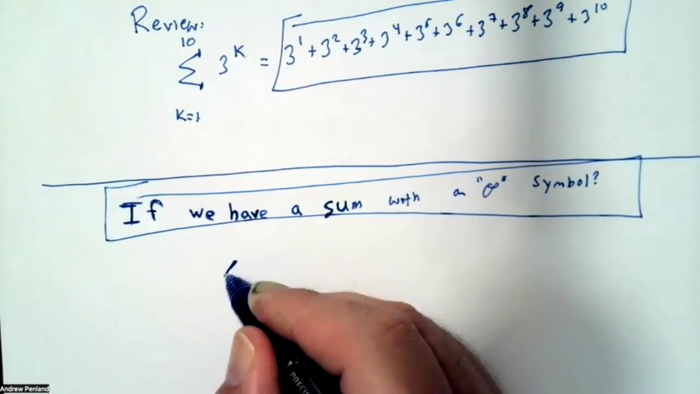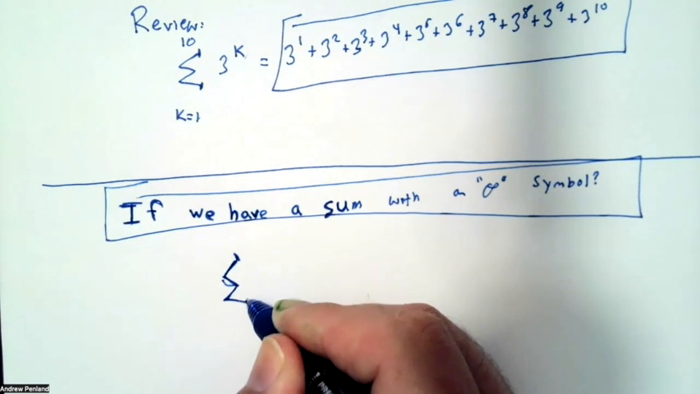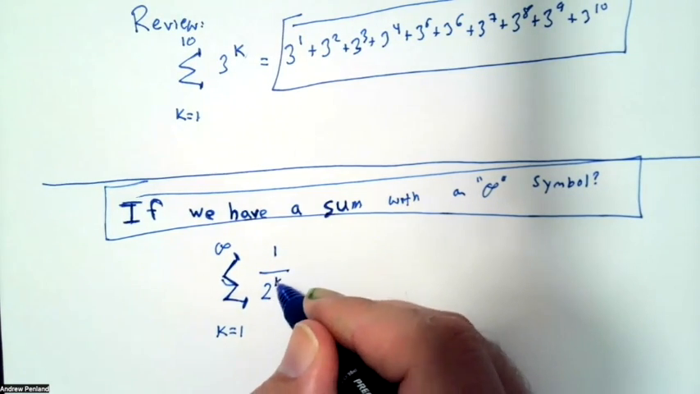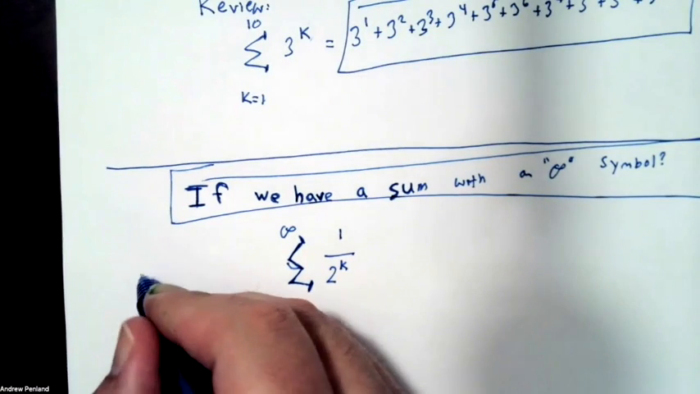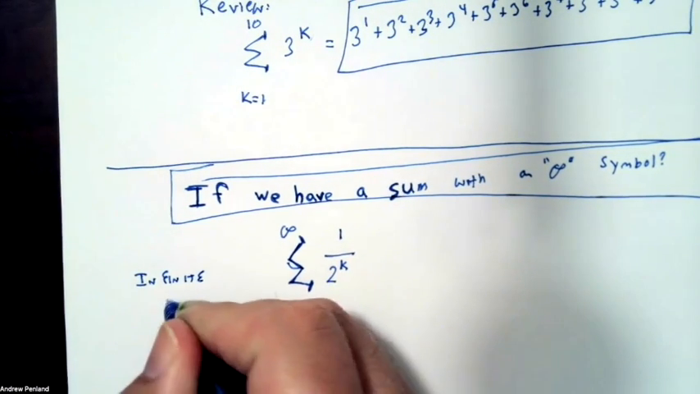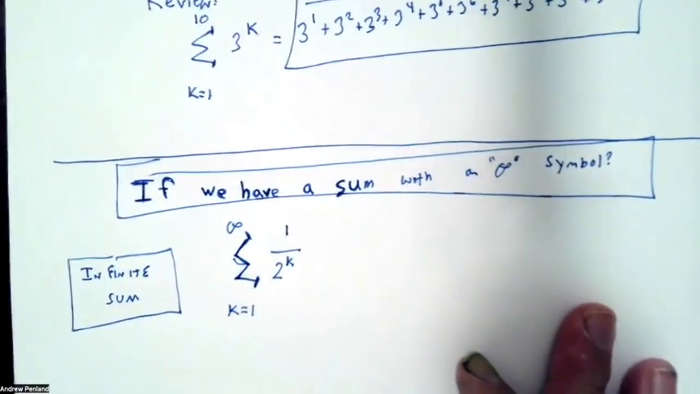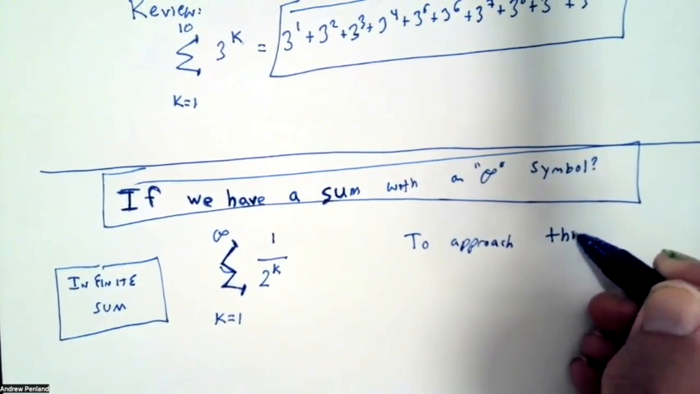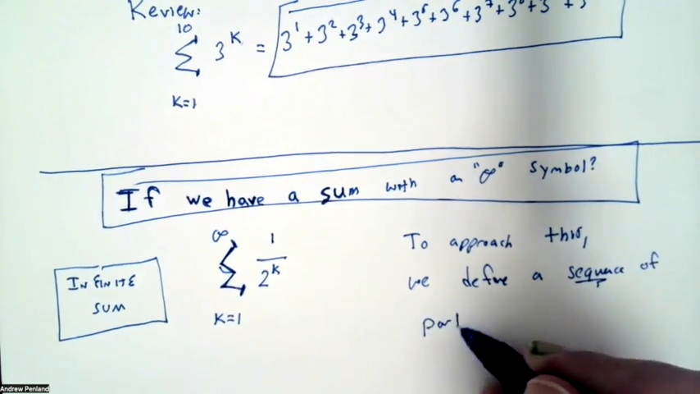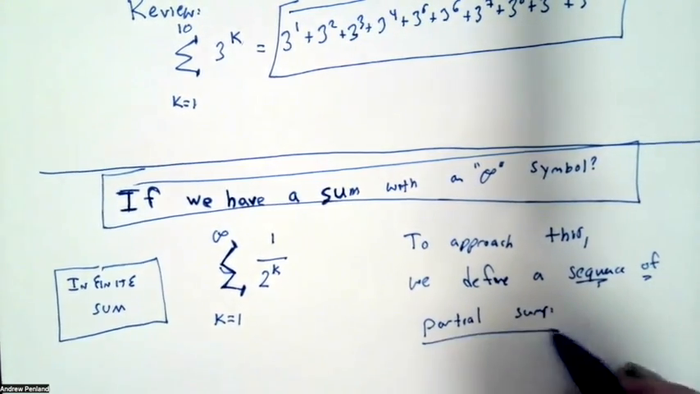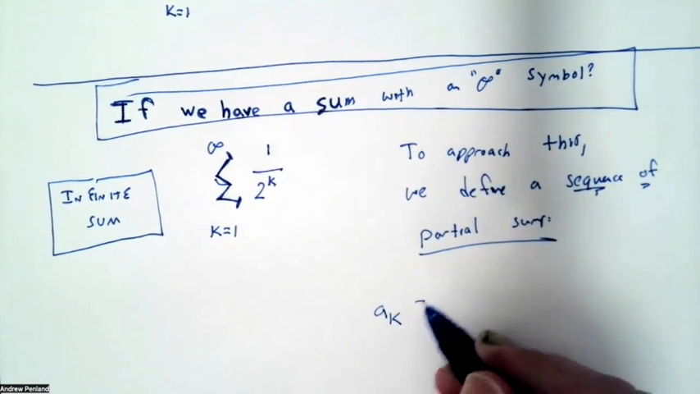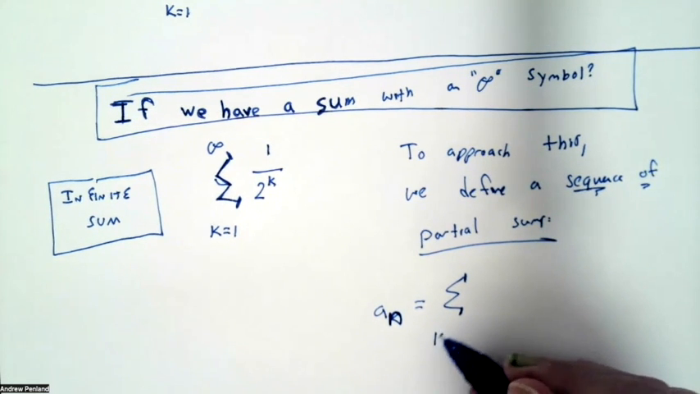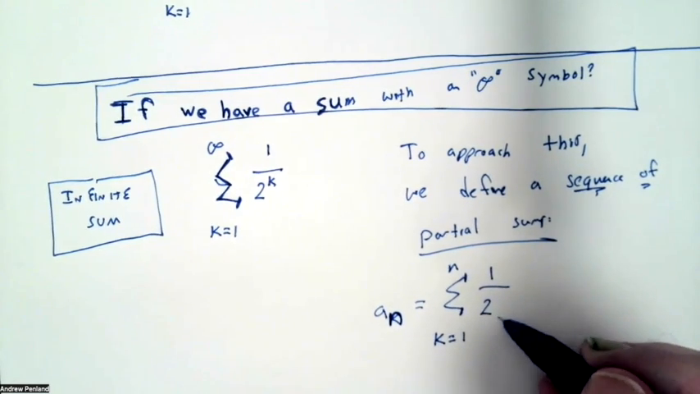So what if we had something like the sum from k equals 1 to infinity of 1 over 2 to the k? When you have a sum with an infinity symbol, this is called an infinite sum or an infinite series. And what we do to determine if this makes any sense is we define a sequence of partial sums. So let's define a sub n, because we need a different letter, to be the sum from k equals 1 to n of 1 over 2 to the k.